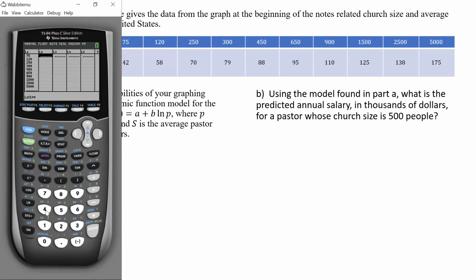And then based on that, you make 42,000. You make 58,000. You make 70,000. You make 79,000. 88,000. 95,000. 110,000. What are your churches doing? 125,000. 138,000. 175,000. All right. So all my data is in.